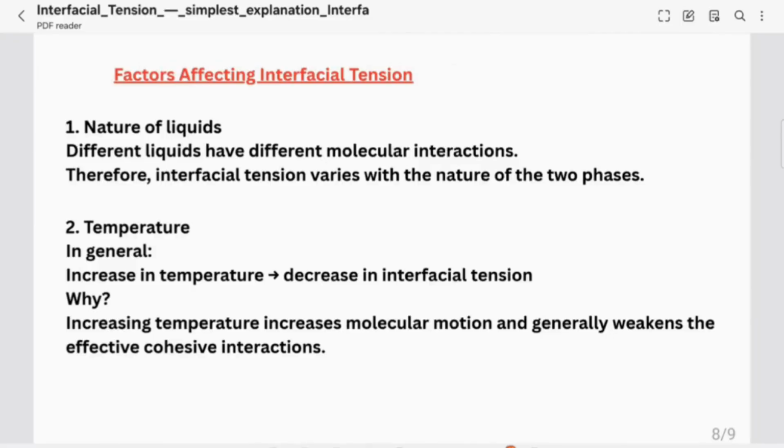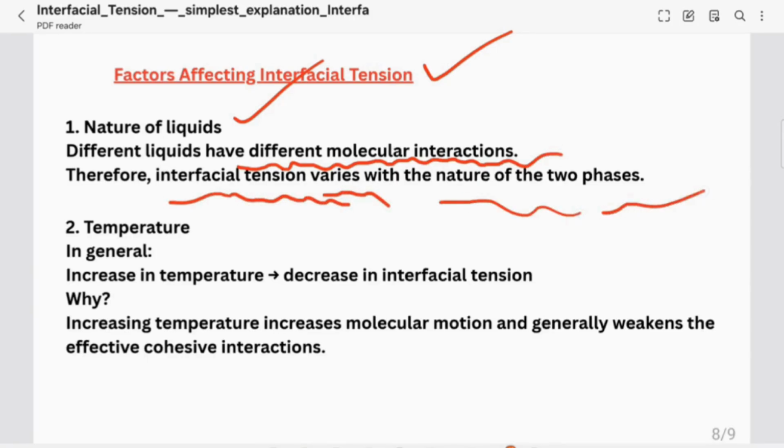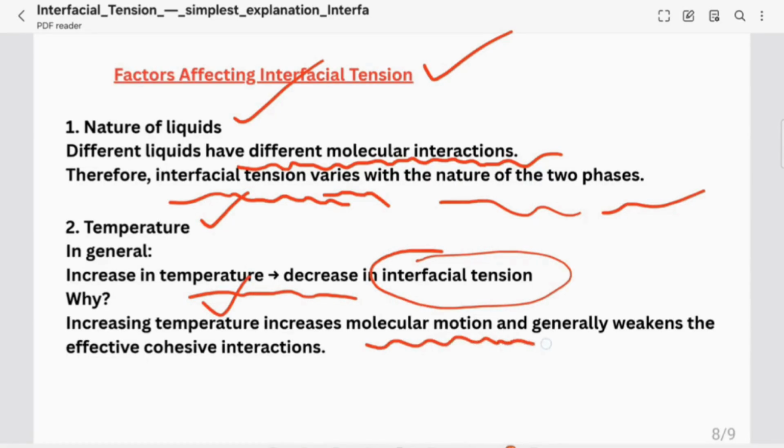Then the factors which affect interfacial tension. The first one is the nature of the liquid. Different liquids have different molecular interactions, therefore interfacial tension varies with the nature of the two phases. Then temperature. An increase in temperature decreases the interfacial tension, because it increases molecular motion and generally weakens the effective cohesive forces or interactions.